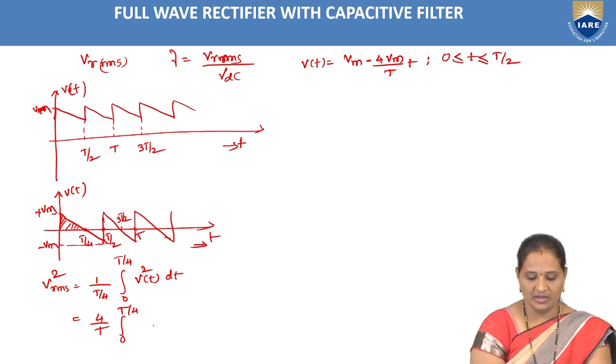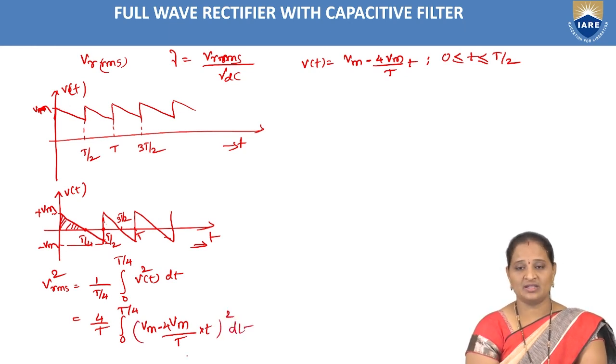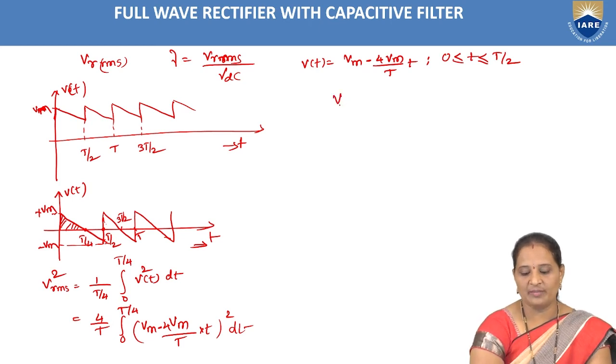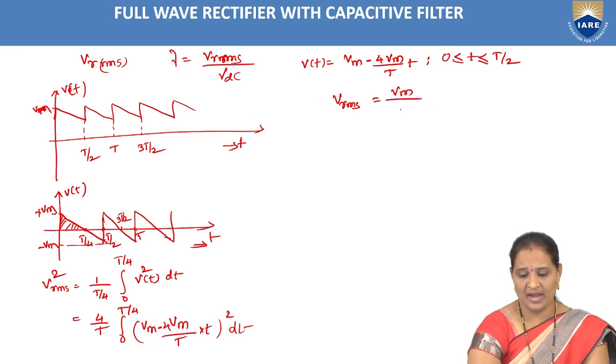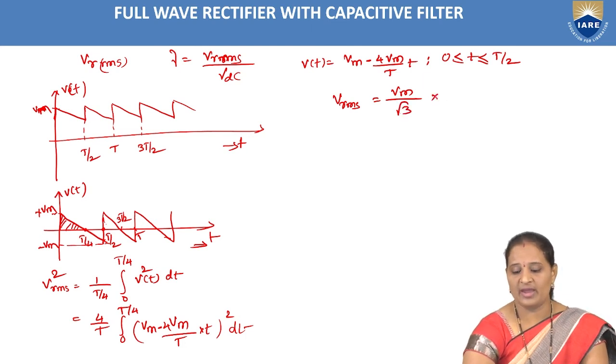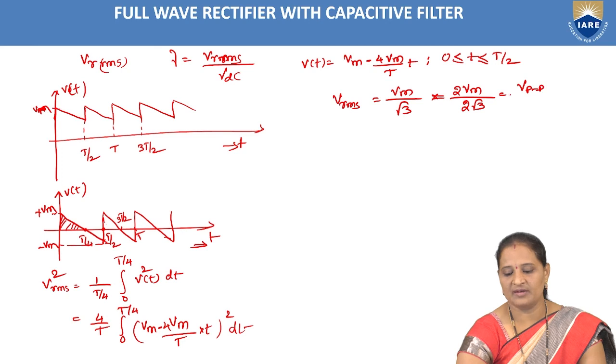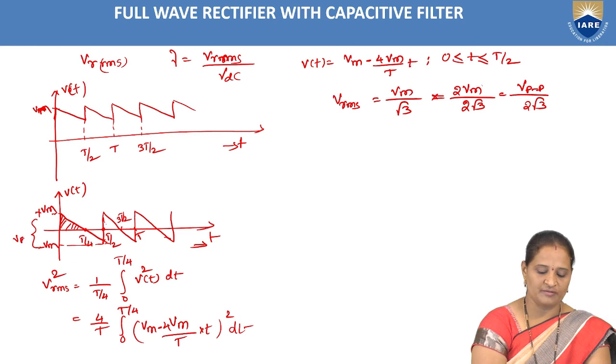Now, by substituting this in the integral, that is Vm minus 4Vm by T into t, whole square dt. After expanding this and applying the integration, you will get the VRMS value as Vm by root 3. Now again I am multiplying and dividing this by 2. In this case you will get V peak to peak divided by 2 into root 3, because 2 into Vm is nothing but the peak to peak value of this waveform.